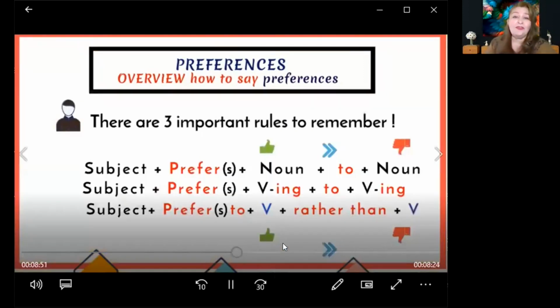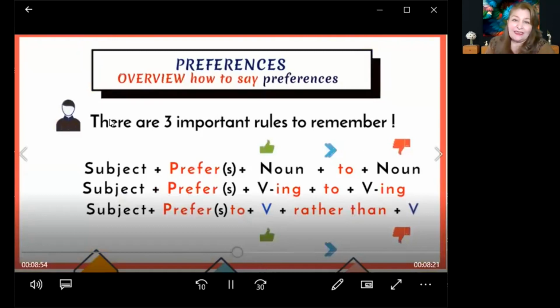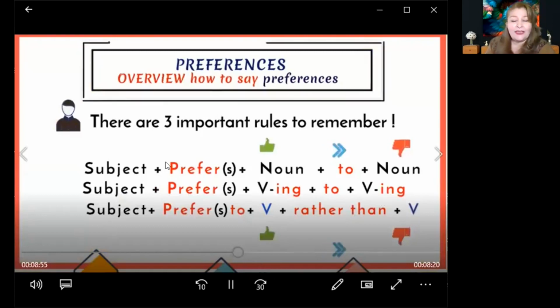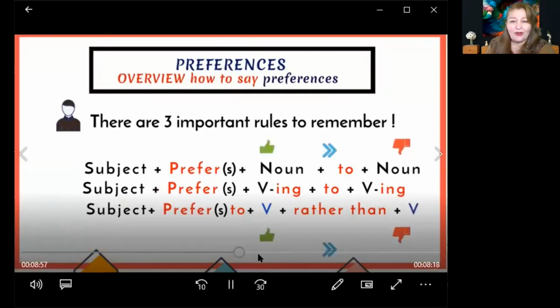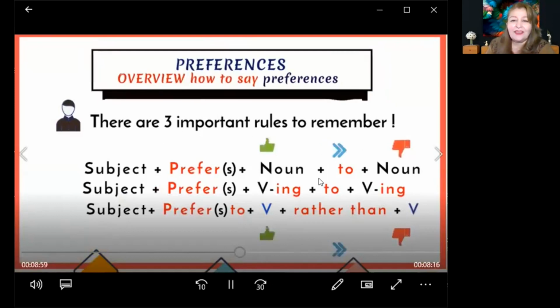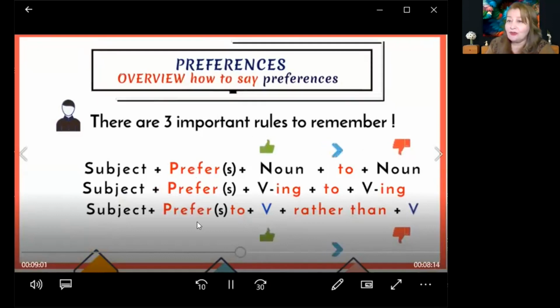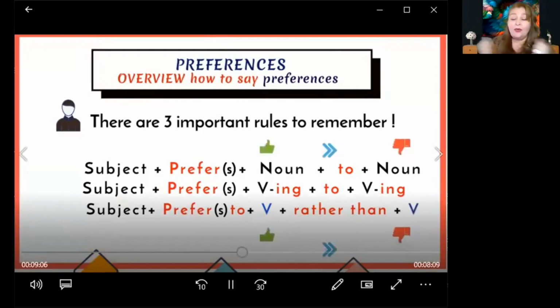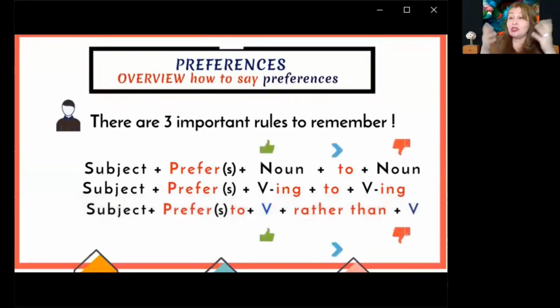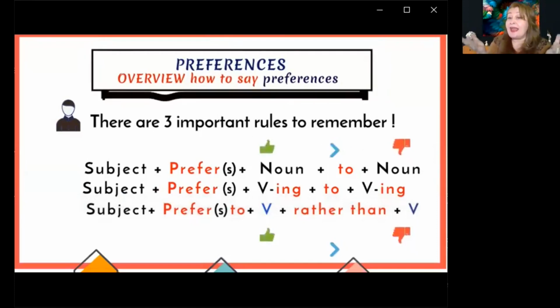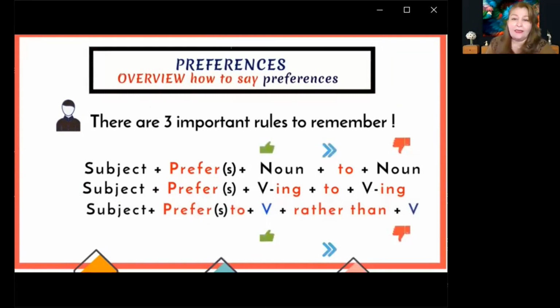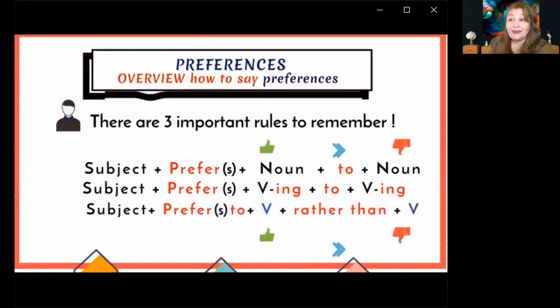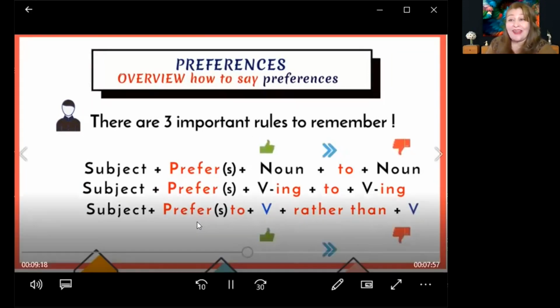And when we look at these structures, we can see all of them here. There are three important rules. We can compare two nouns, two things. We can compare two events, activities, or by using rather than, we can also compare two things or events we like.